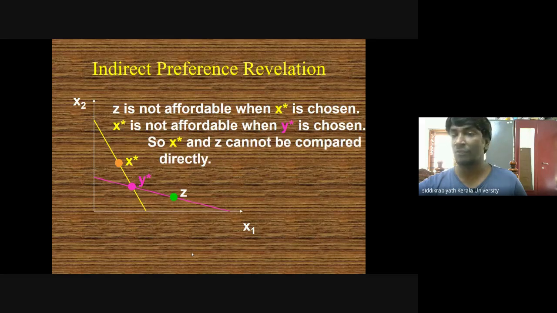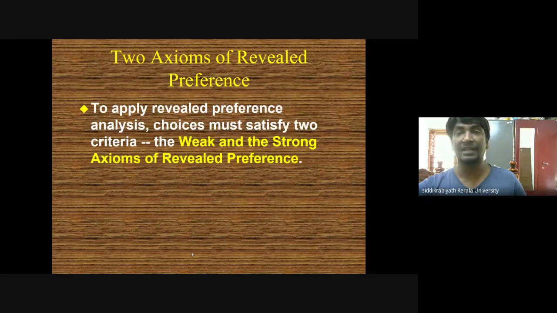So z is not affordable when x is chosen. At the same time, x star is not affordable when y star is chosen. So x star and z cannot be compared directly, but an indirect comparison is possible, and that is what gives a rejection of z in that context. So z is indirectly defeated because of the same y which was there in the same set as x, and at that time x is selected, not y.